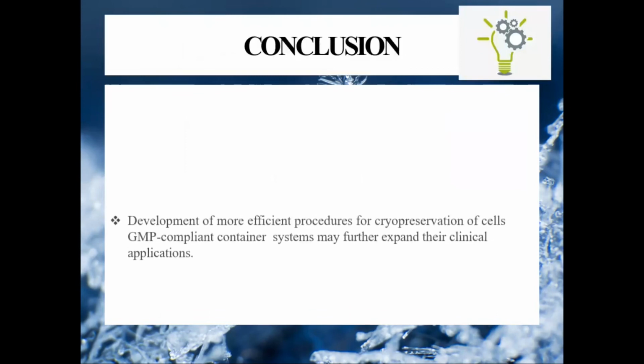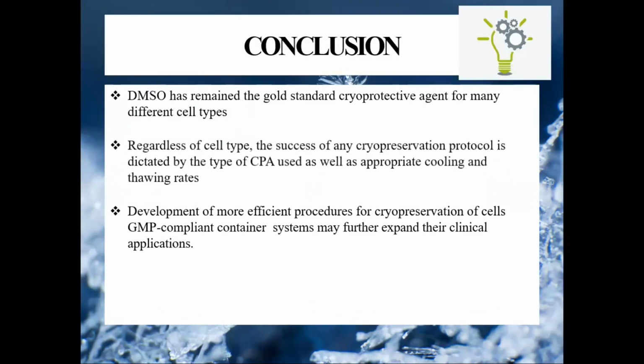So to conclude, DMSO has always remained the gold standard cryoprotective agent at a concentration of 10% for many different cell types. Regardless of cell type, the success of any cryopreservation protocol is dictated by the type of cryoprotective agent used as well as appropriate cooling and thawing rates. Development of more efficient procedures for cryopreservation of cells, good manufacturing practices, and compliant containment systems may further expand their clinical applications.